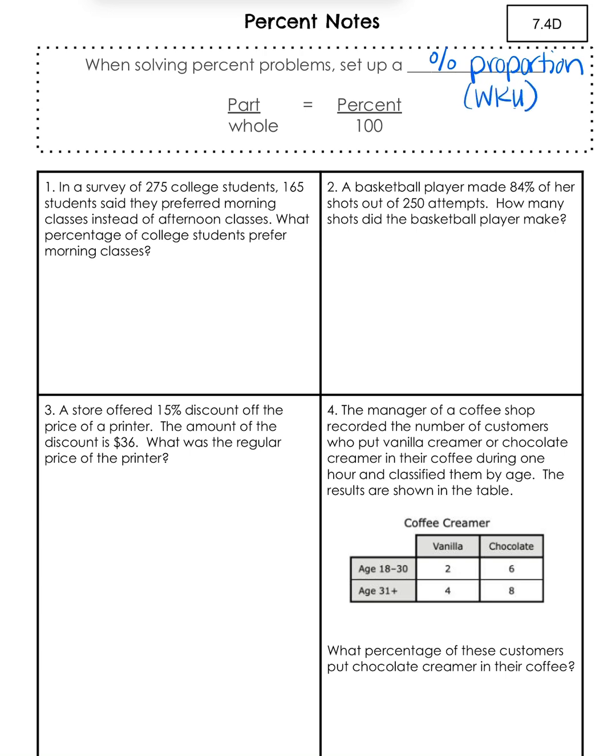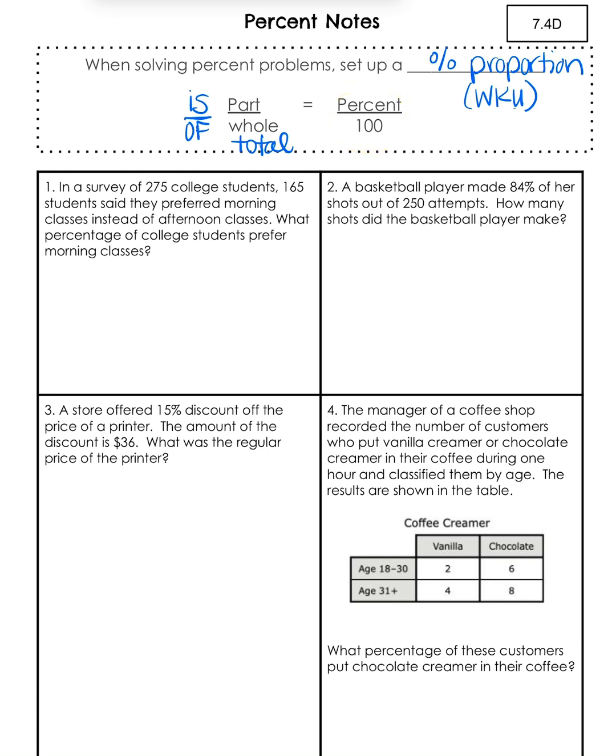All right, so we have part over whole, percent over 100. We know whole is really just total. And a lot of times we're going to use is over of, okay? So is our part, of is our whole or our total. And percent always, always, always goes over 100. All right, so let's go through our first example.